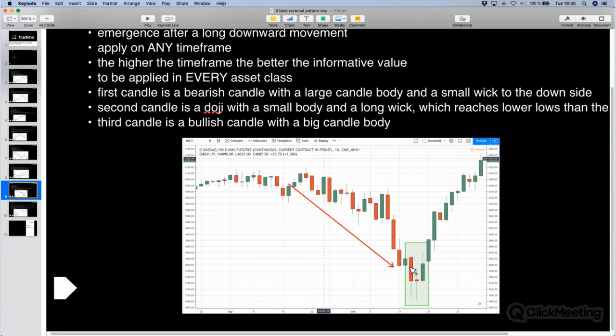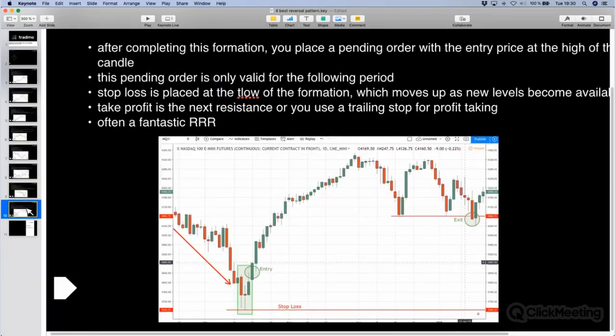We have a downtrend, everybody wants to sell. And then this thing here is a draw between the buyers and the sellers. The next candle shows you where the market direction will go. And this is the morning star formation. And how to enter and manage a trade in this case. So let's have a look at this.